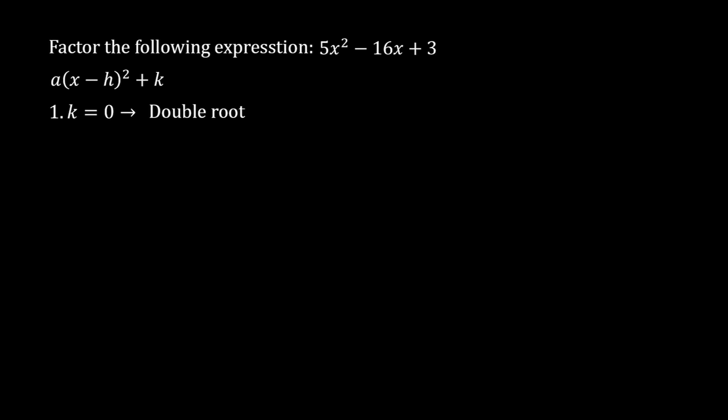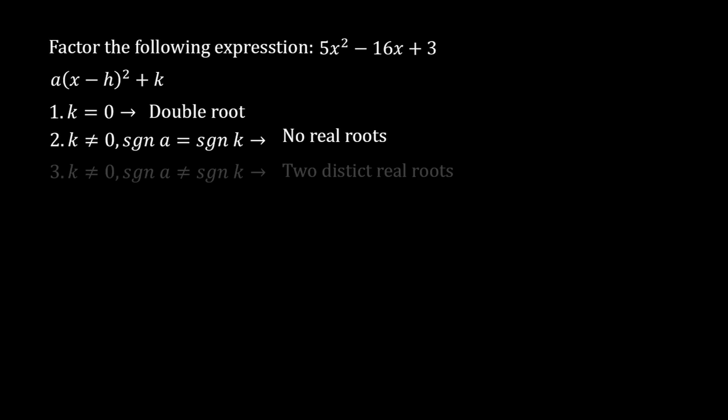If not, look at the signs of a and k. If they have the same sign, both positive or both negative, then the equation has no real roots. And finally, if a and k have opposite signs, then the equation has two different roots. Let's implement this method.